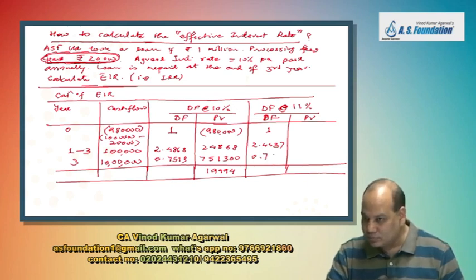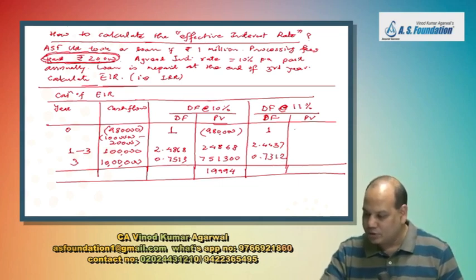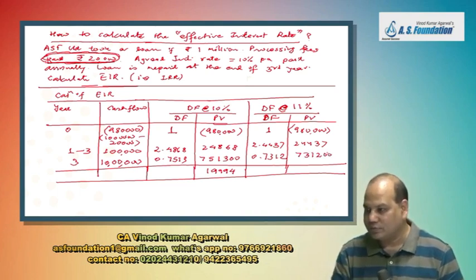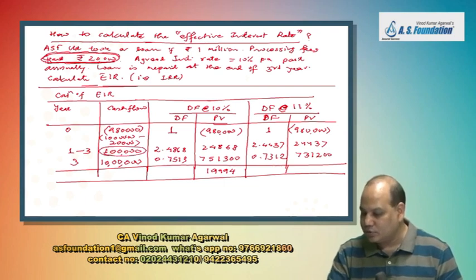73? 7312. Okay, once again, just help me. 9,80,000. 1 lakh into this number is 24437. 10 lakh into this number, 7,31,200. Is it right? 24437 is right. This is 1 lakh. This is 0. Okay, so here also it was 0.